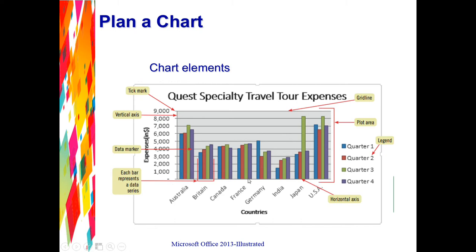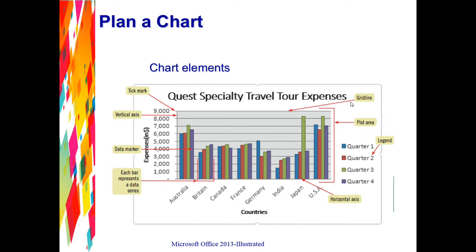And then of course across the bottom here, that's our horizontal axis, and remember we call that our category axis, because in this case our categories are all going to be the different countries. And this whole entire area right here, this is our plot area, and that's where all of our data is located graphically.